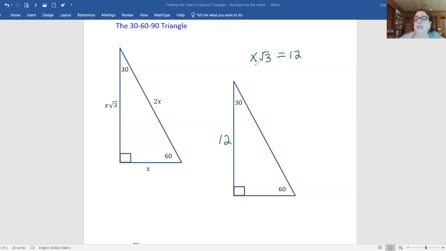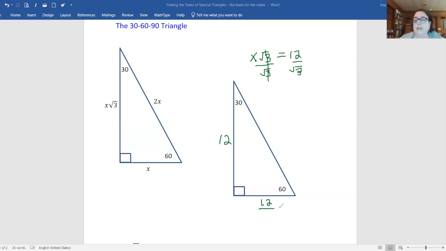Well, the square root of 3 is just a number. Just divide both sides by the square root of 3. This will expose x. And this is the value for x. It looks a little strange. x is 12 divided by the square root of 3.